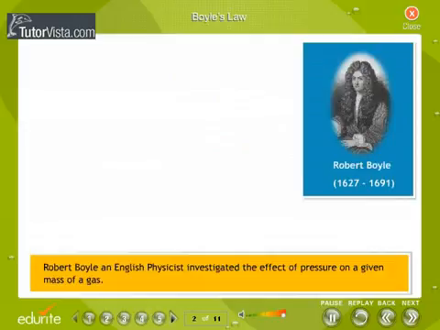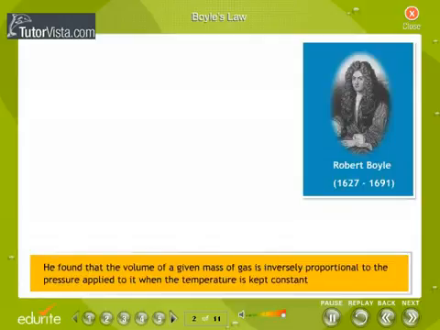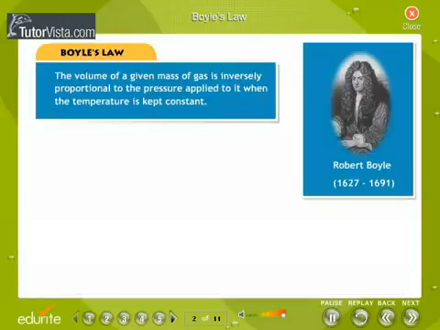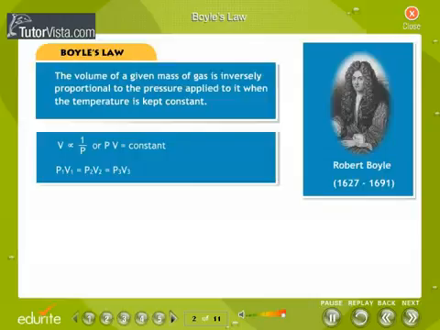Boyle's law. Robert Boyle, an English physicist, investigated the effect of pressure on a given mass of a gas. He found that the volume of a given mass of gas is inversely proportional to the pressure applied to it when the temperature is kept constant. That is, if V is the volume of a given mass of the gas subjected to a pressure P at a constant temperature, then V is inversely proportional to the pressure applied, or PV is a constant.